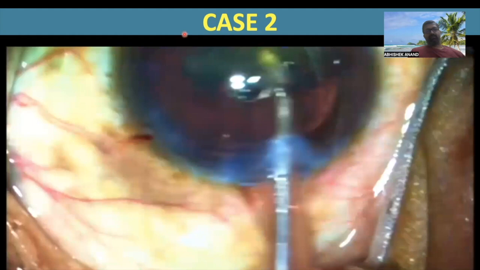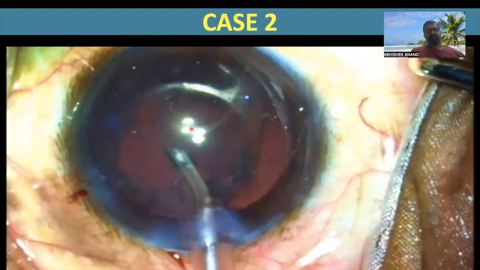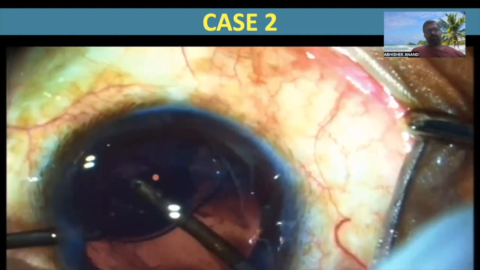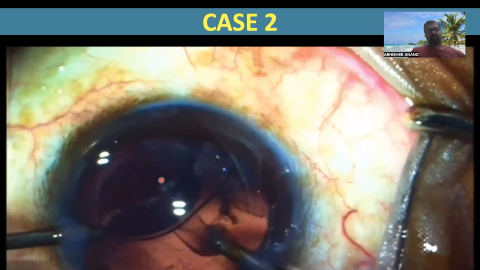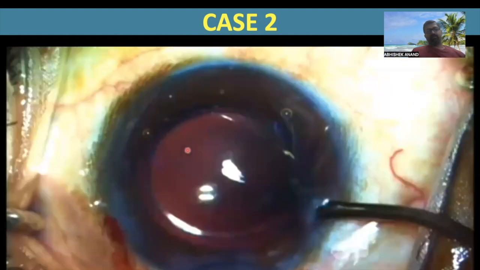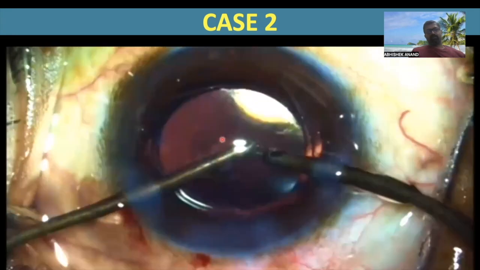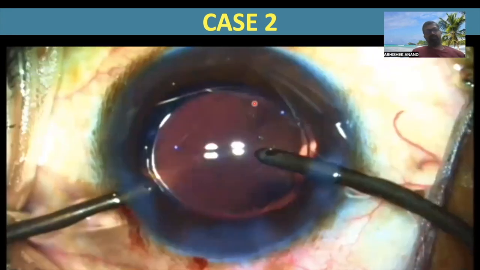And once we have done that, with this epinucleus removed, we go behind the IOL, and after doing the vitrectomy, we remove the remaining cortex. Now, removing this cortical matter is of paramount importance. Also, we look and check for removal of any residual vitreous.